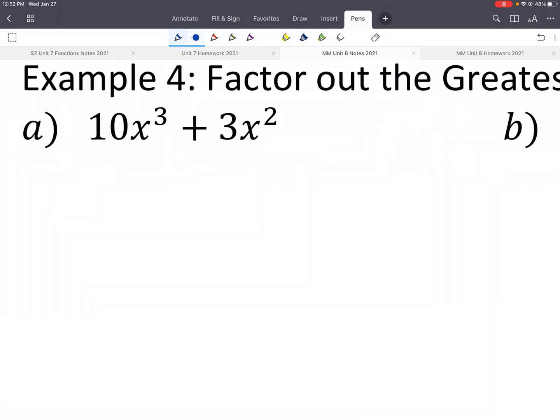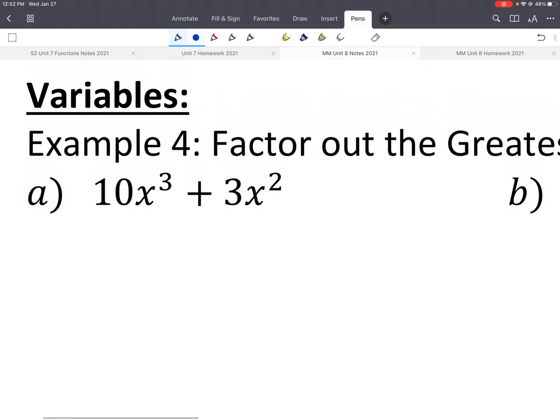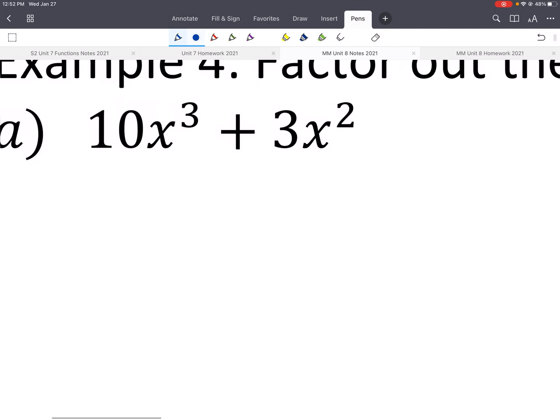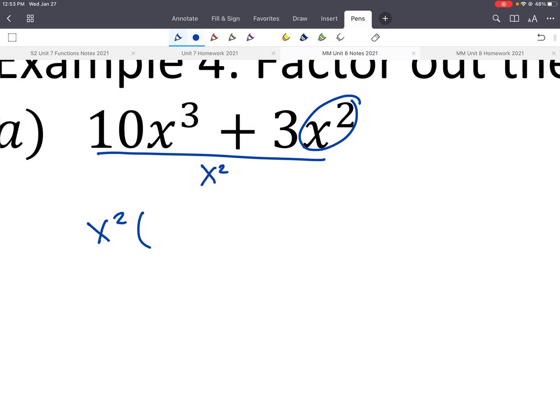Okay, so first, we're only going to focus on the variables right now, so don't worry so much about the numbers. How many x's can we take out? Or what's the smallest or the largest amount we can from each of those? So you may say, well, I can take 3 x's from here. But you can't because there's not 3 to take, there's only 2. So the smallest exponent is 2, which means we can take out an x squared.